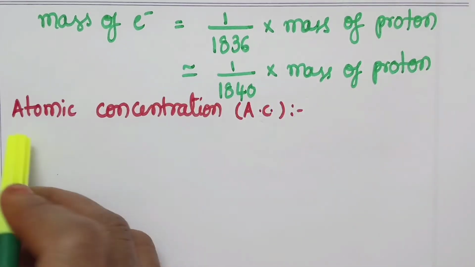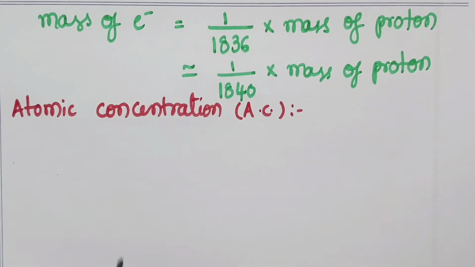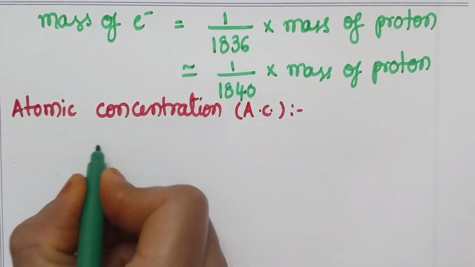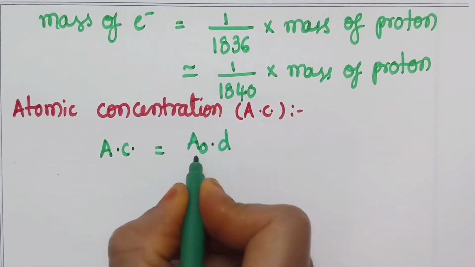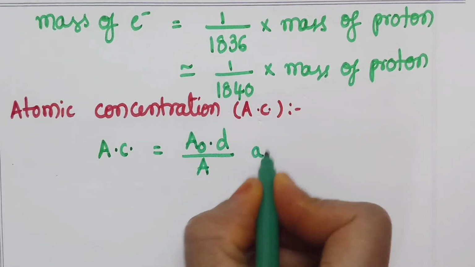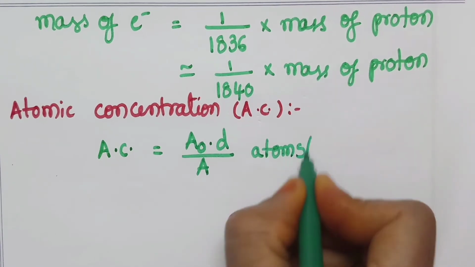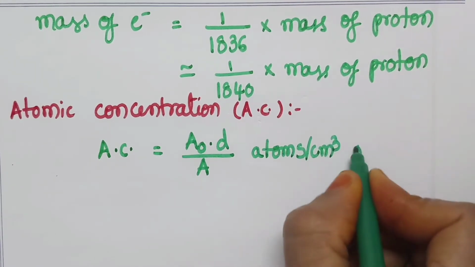Now let us define atomic concentration. Atomic concentration represents the number of atoms per unit volume. Therefore, atomic concentration is equal to A naught into D by A, atoms per centimeter cube or atoms per meter cube.